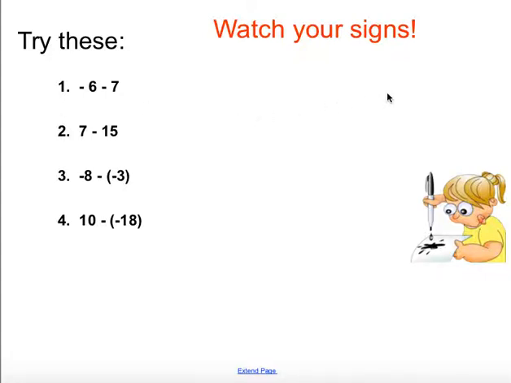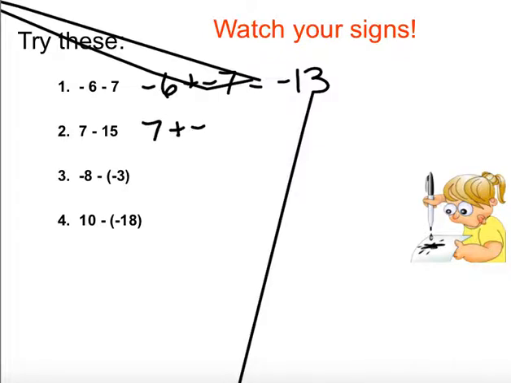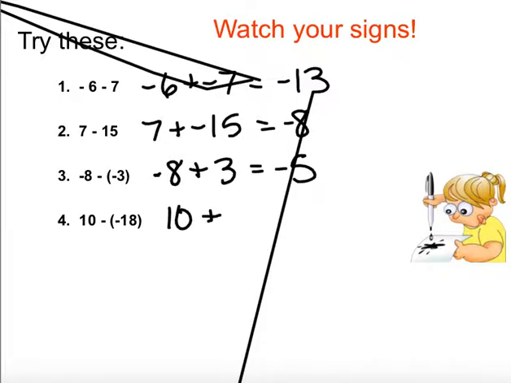Okay, so try some of these. We'll just do these and then do a little bit more challenging ones. So negative 6 minus 7, that's the same as negative 6 plus a negative 7. So we get a negative 13. 7 minus 15, well, that's really 7 plus a negative 15. So we subtract those two numbers and get 8, and it's going to be a negative 8 since the negative 15 is a greater absolute value. Negative 8 minus a negative 3, well, that's just negative 8 plus 3. We subtract the numbers and get 5 and keep the negative sign. And lastly, 10 plus 18 is going to give us 28.